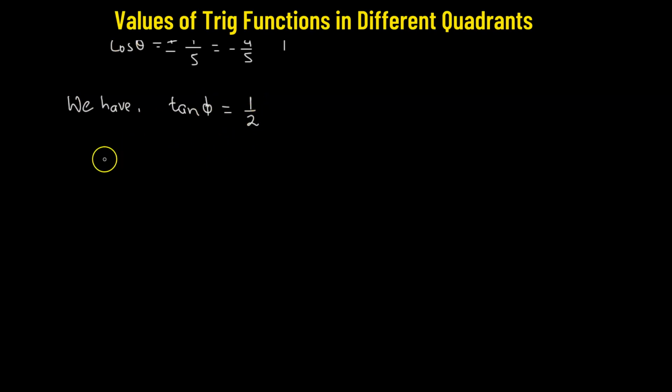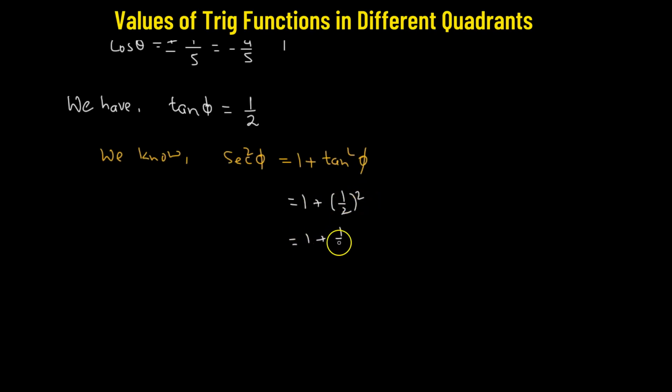Now, we are going to use our identity. So we know another trig identity, which is secant squared phi. That's given by 1 plus tangent squared phi. So let's plug in the value of tangent phi here. So we have 1 plus half whole square, which will be equal to 1 plus 1/4. So 1 added to 1/4, that's equal to 5/4. So that's the value of secant squared phi.